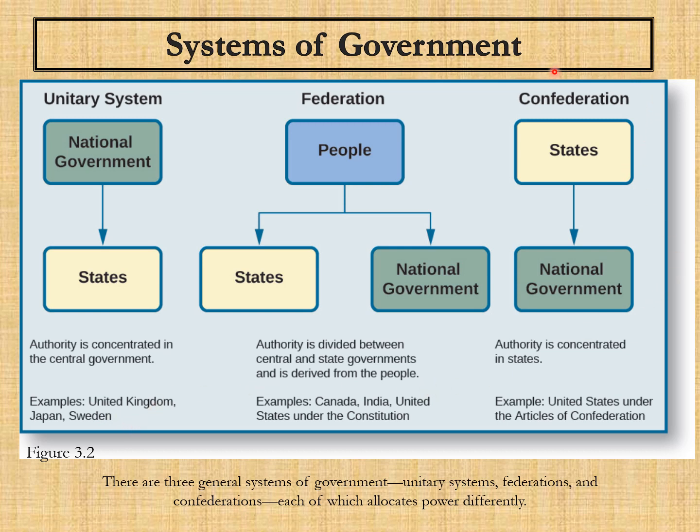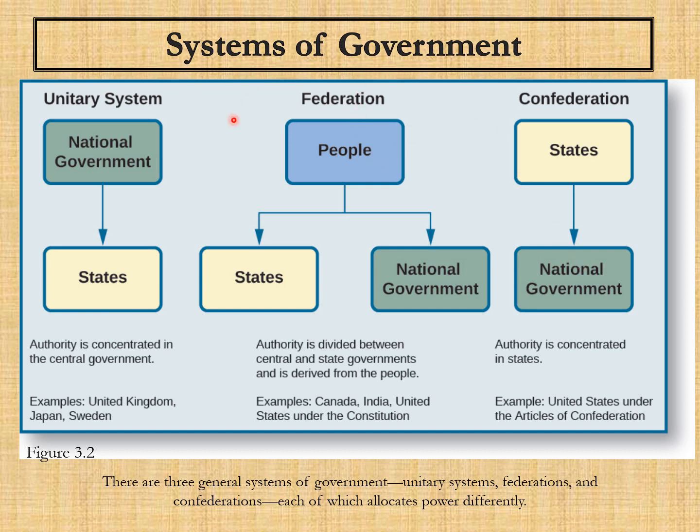Then we have a confederation. So the word confederation should sound familiar to you from our discussion last week. Remember the Articles of Confederation. And in the Articles of Confederation, the states had the majority of the power. So the confederation system of government is where the states hold most of the authority. And the national government is only given powers that are divested from the states to the national government.